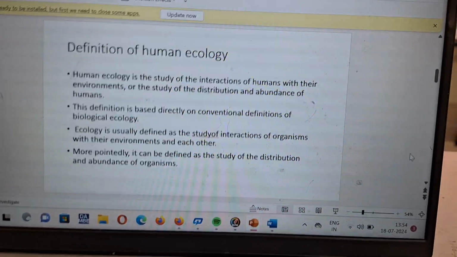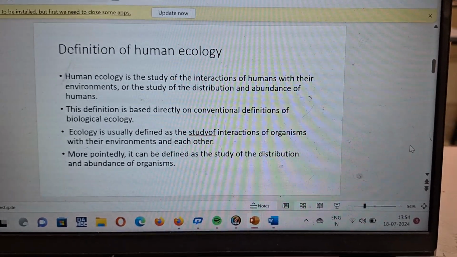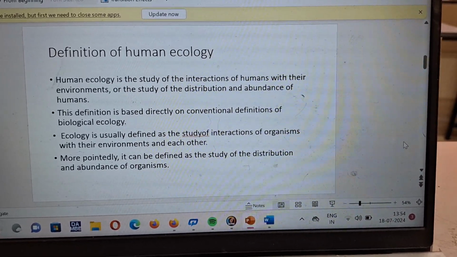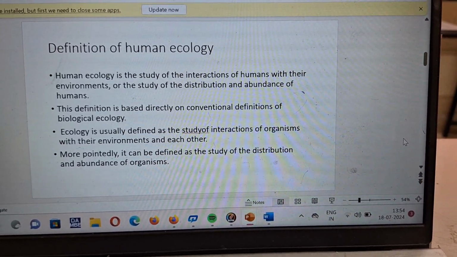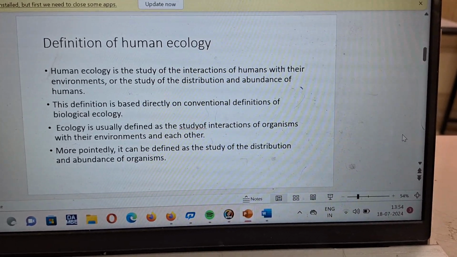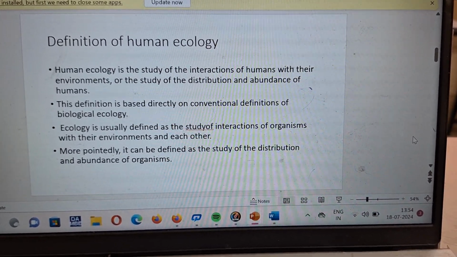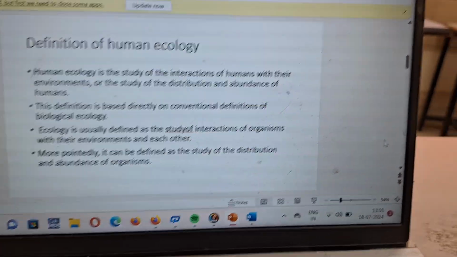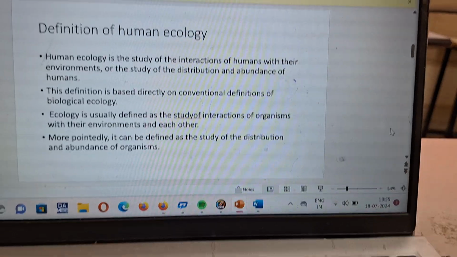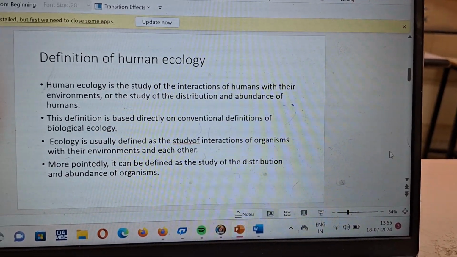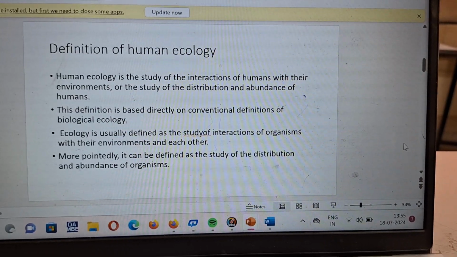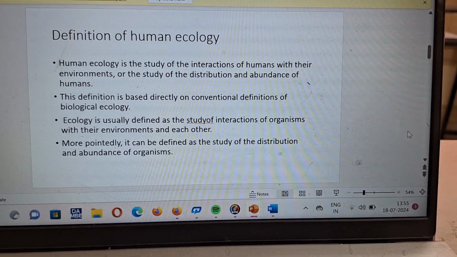So what is the definition of ecology? Human ecology is the study of interactions of humans with their environment. In short, we can say that it deals with the distribution and abundance of humans and other animals and other flora and fauna. Basically, it is concerned with how human beings are relating to the ecology. So that is called human ecology.